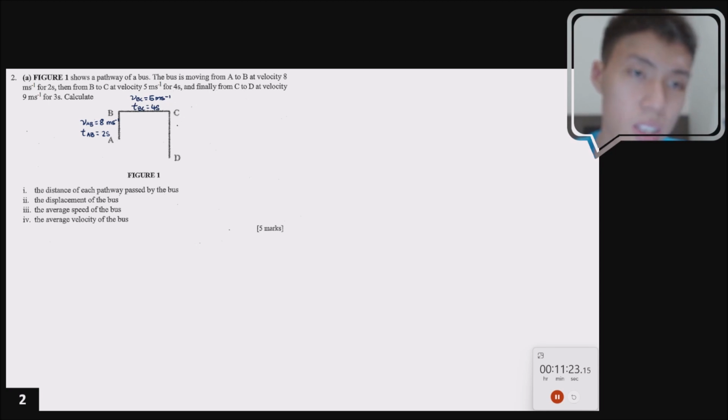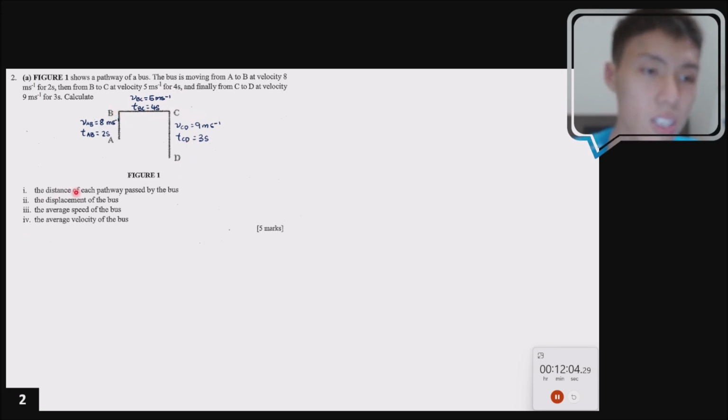And lastly, from C to D, the velocity is 9 meters per second, and it happens for a duration of 3 seconds. So that is what we have right now. I believe you see that these are velocity and time. If you take the velocity multiplied by the time, you get the distance. Basically, it's moving with constant velocity of 8 meters per second, so you take 8 meters per second multiplied by 2, and you get the distance from A to B. Because the 5 meters per second is also a constant velocity, you take 5 meters per second multiplied by 4, and you get the distance from B to C. And the same idea for C to D.